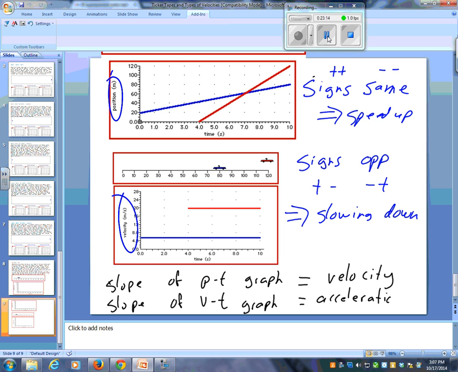You should also be able to, if I say positive velocity, positive acceleration, draw me the PT, VT, and AT graphs that correspond. Like if I tell you what kind of motion it is, you should be able to draw the graphs.